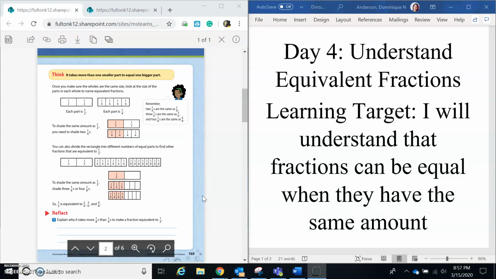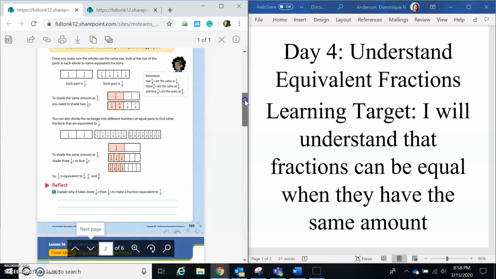Alrighty, so one last thing, just like this page here says, it takes more than one smaller part to equal one bigger part. Remember, the bigger the denominator, the smaller the pieces, because now we have to cut up more. So as compared here, let's think about this. If it was pizza, would you rather have 1/2 of the pizza or 1/4? I'm pretty sure you want 1/2 because it's a bigger slice. It's 2 pieces as compared to when I have to cut it up for 4 people. Your pieces are going to get smaller. So again, the bigger the denominator, the smaller the pieces.